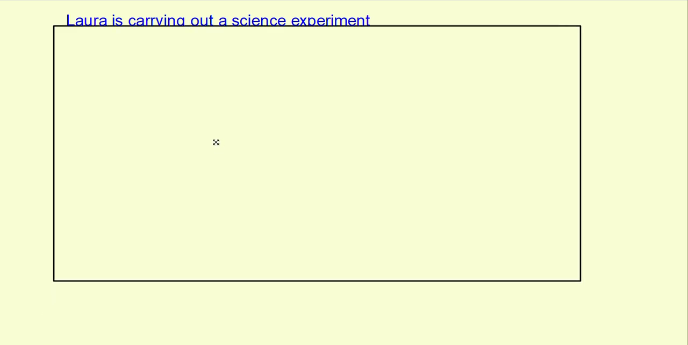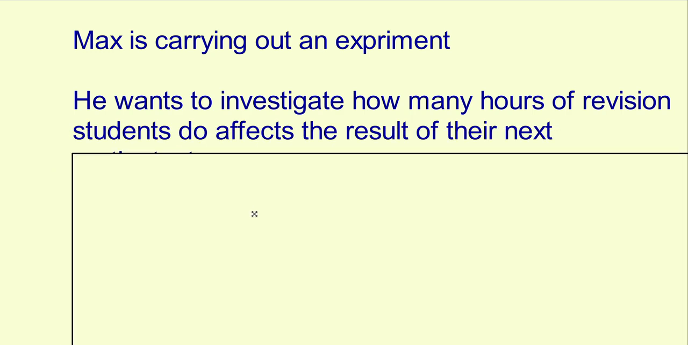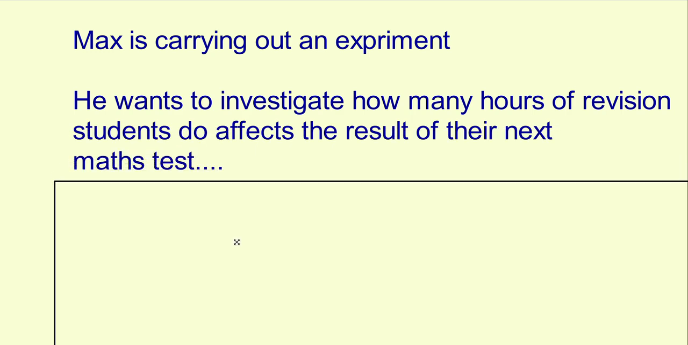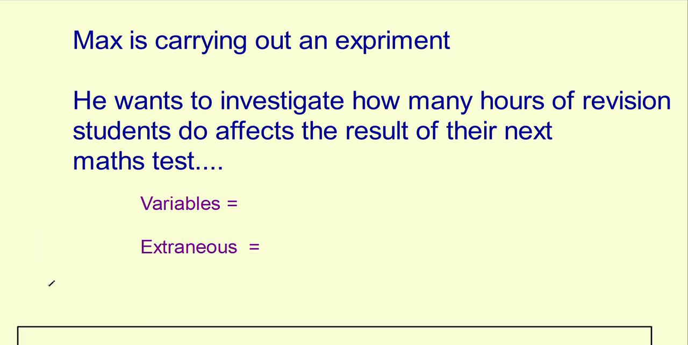Right, so Laura's carrying out another science experiment. She sees how long it takes for salt to dissolve in water. That's the one we've just done. Let's go on to a different one. So Max is carrying out an experiment. He wants to investigate how many hours of revision students do affect the results of their next maths test. So have a pause, think about what your 2 variables are and what your extraneous variables could be. So your 2 variables are the hours of revision and the maths test result.